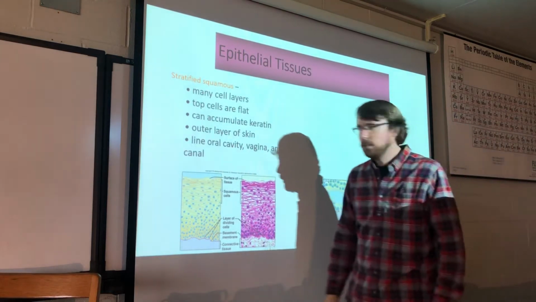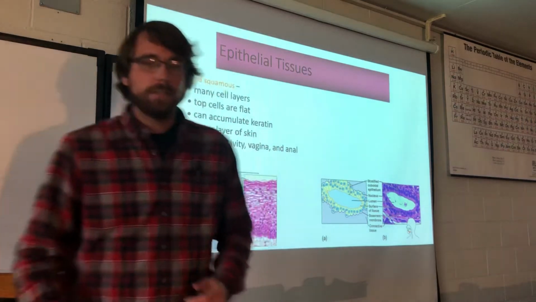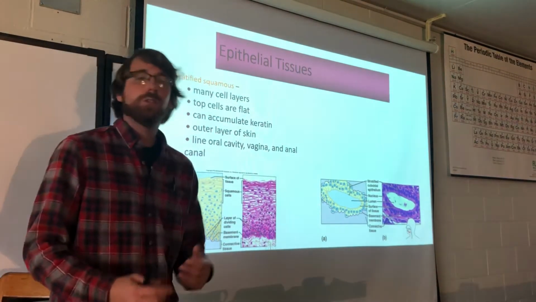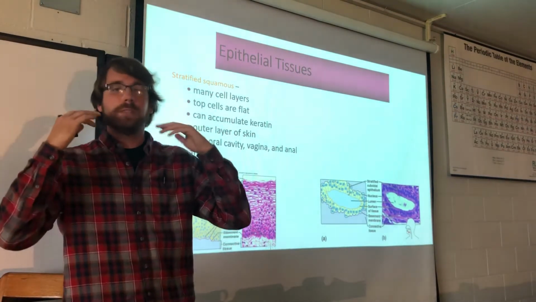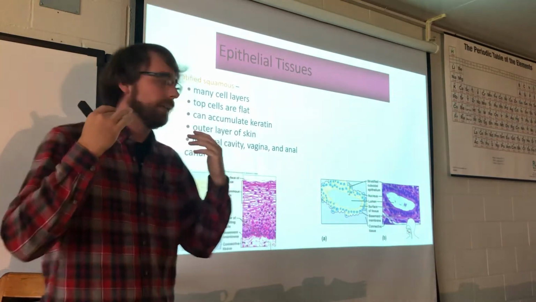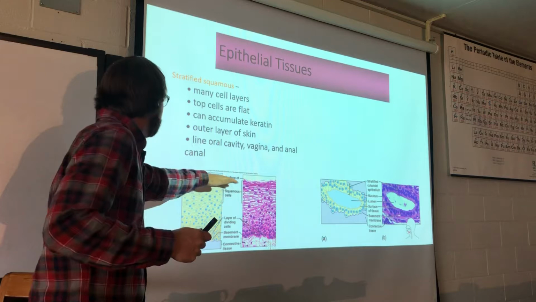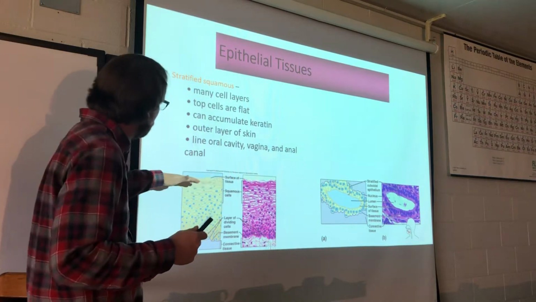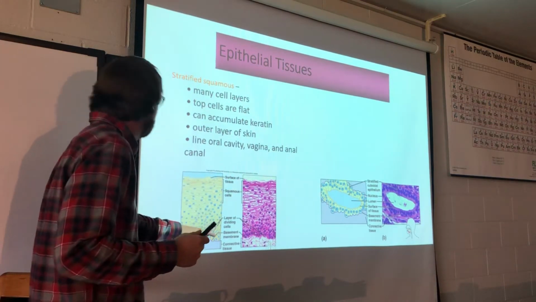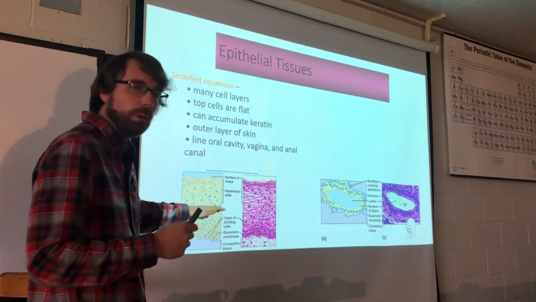Our next tissue type is stratified squamous epithelial tissue. You can see the stratified squamous epithelial tissue on my face right now. This is many cell layers. The top layers are flat. They are the more squamous cells. The deeper cells tend to be more cuboidal.